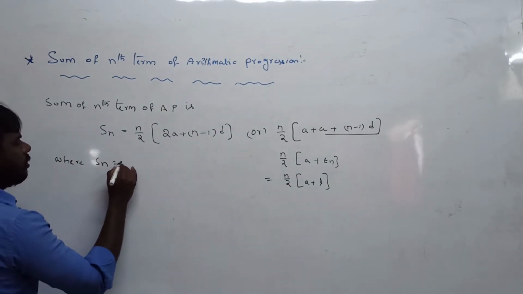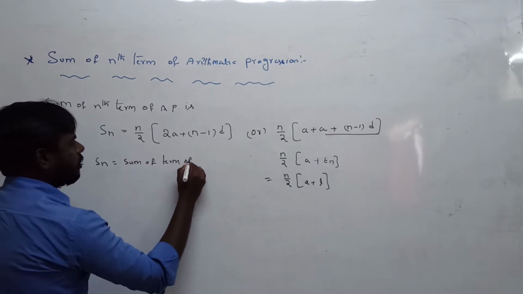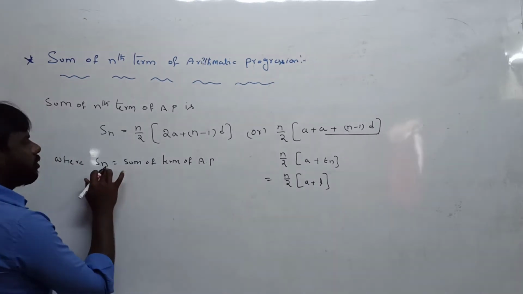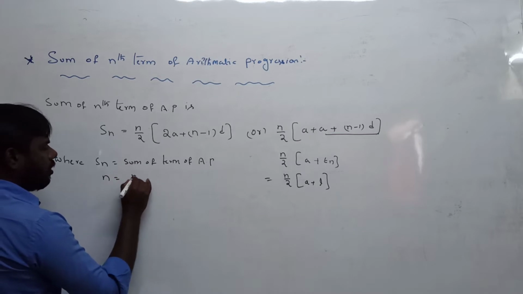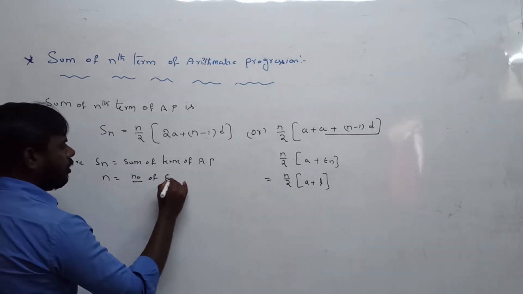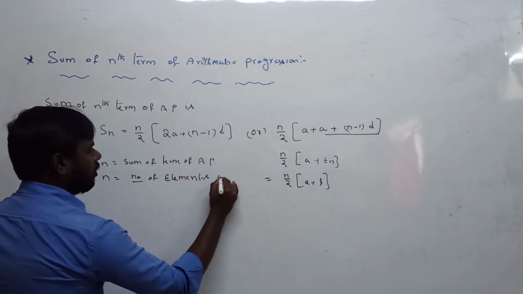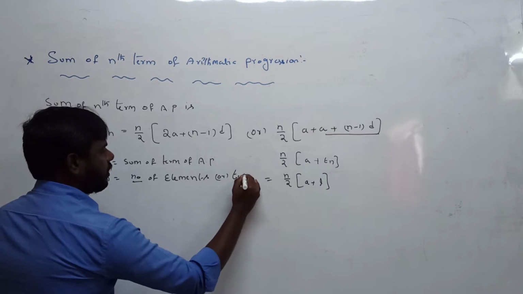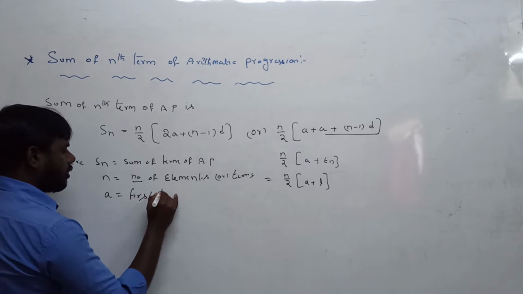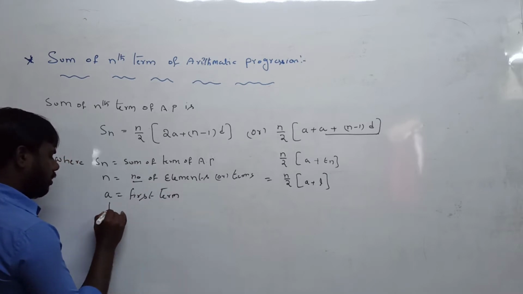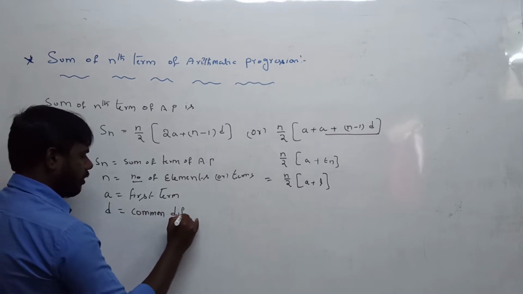Sn is called the sum of the terms of the arithmetic progression. N is called the number of elements or terms. Next, a is called the first term. D is called the common difference.